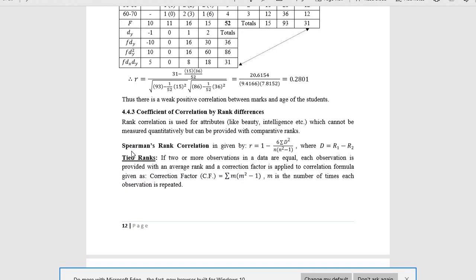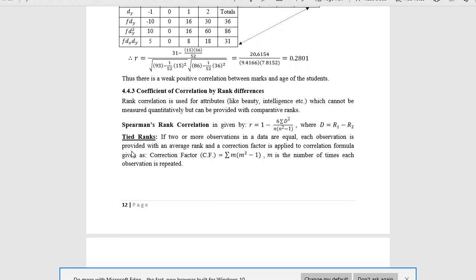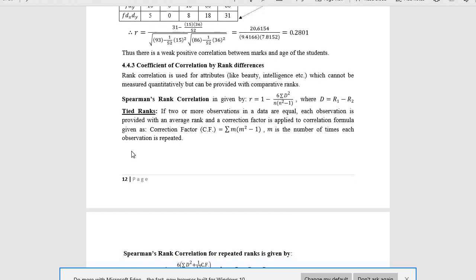Coefficient of correlation by rank differences is called the rank correlation coefficient. Spearman's rank correlation formula is given by 1 minus 6 sigma d square by n into n square minus 1. D is equal to R1 minus R2. Rank means, according to the merit of the student or the quality of your product, ranks will be decided. If two or more observations in a class, say two students obtaining the same marks, it is called a tied rank. They will be awarded the same rank.